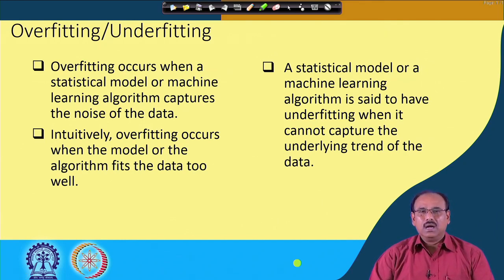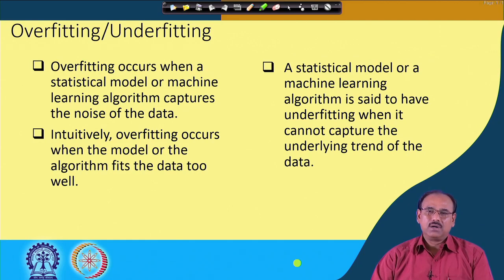See, overfitting occurs when a machine learning algorithm captures or fits the training data too well. In simpler terms, overfitting occurs when a machine or statistical model learns or captures the noise in the training data. That is, whatever training data is given, it learns the distribution of the training data too well. As a result, if your training data has some noise, even that noise will also be taken as a part of the training data.